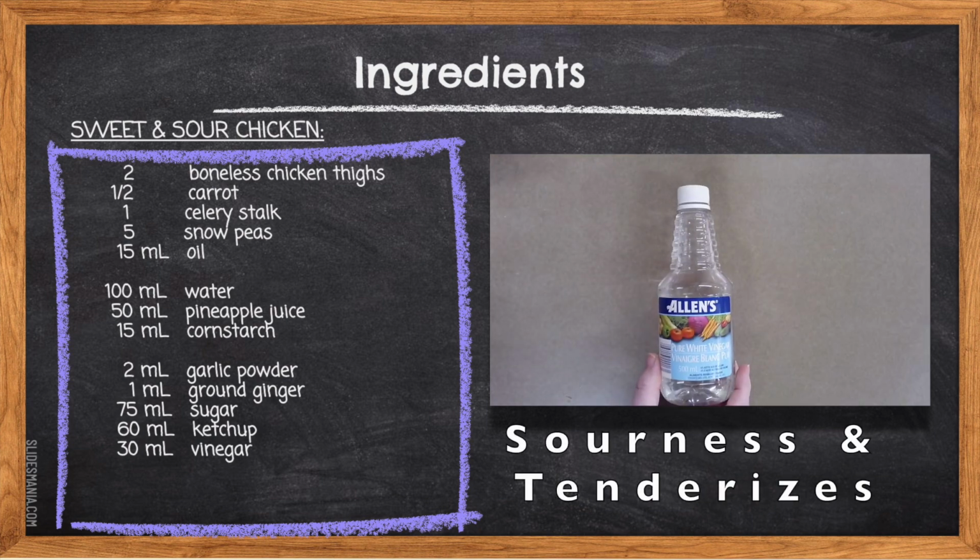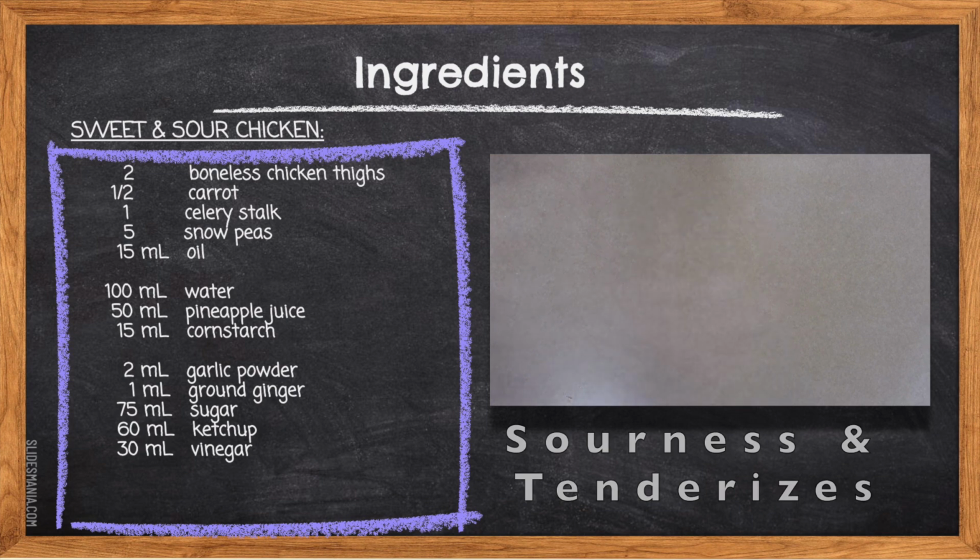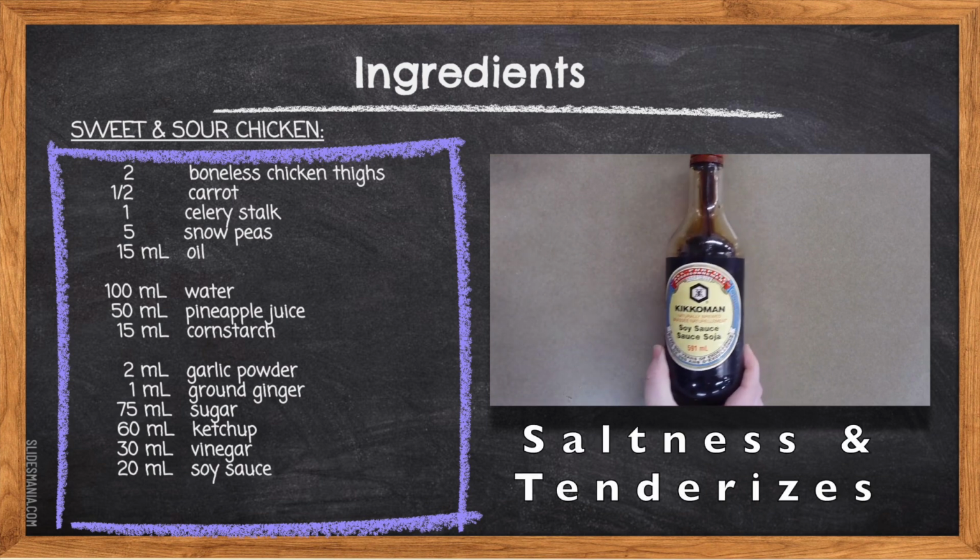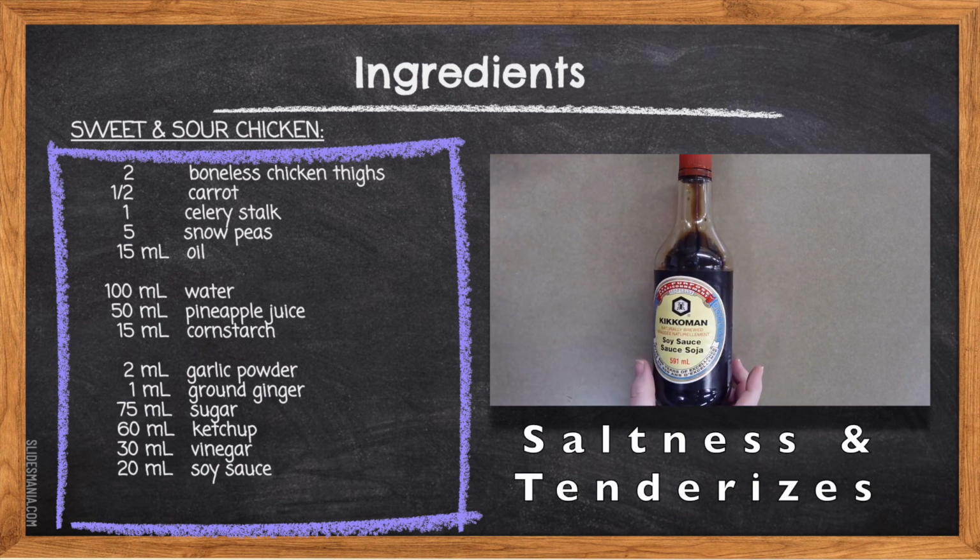30 milliliters of vinegar. Vinegar will help provide the sour part of our sweet and sour sauce. It also provides an essential acid that will help break down meat fibers, making them a little bit more tender and flavorsome. 20 milliliters of soy sauce. Soy sauce will help add a saltiness to our dish, but it's also a flavor enhancer and builder. It is rich in glutamates, which helps make meat more savory and tasty by improving its juiciness.